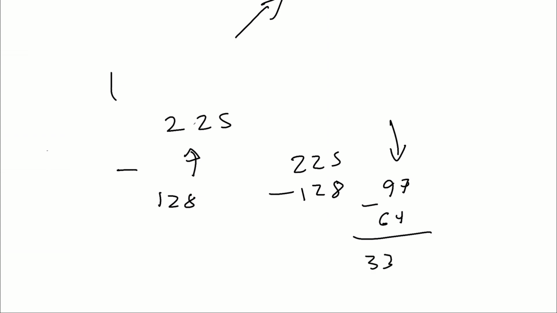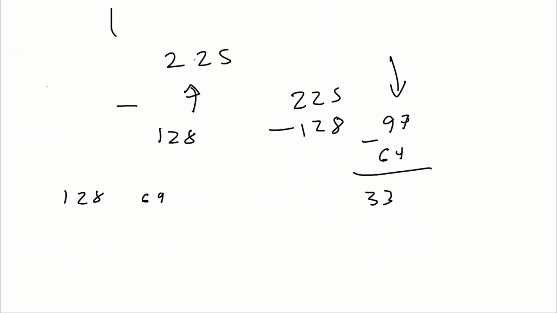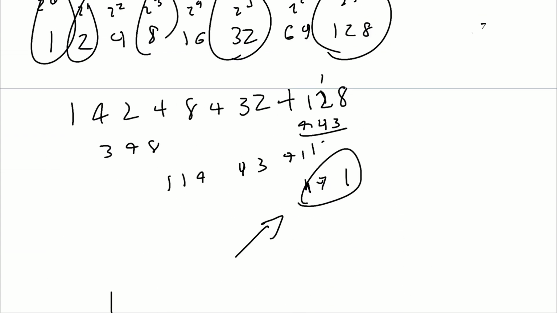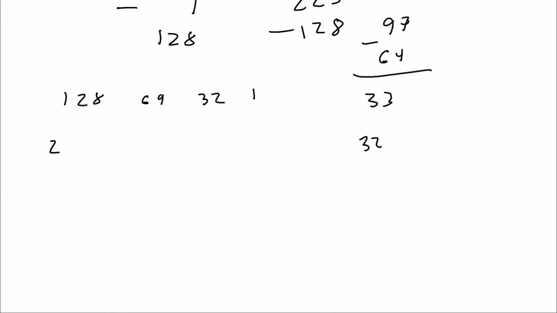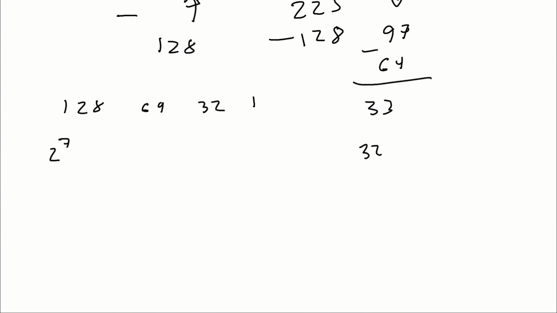Remember what we did. We have a 128 in there, and a 64 in there. Now we have a 33. So do the same thing. That actually fits 32 very nicely. So we put in a 32, and then we have a 1. All we have to do now is put the exponents to that. What was 128? That's 2 to the 7, right? So that's 2 to the 7, 2 to the 6, 2 to the 5, and 2 to the 0.